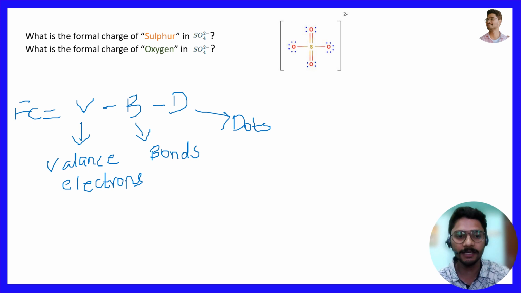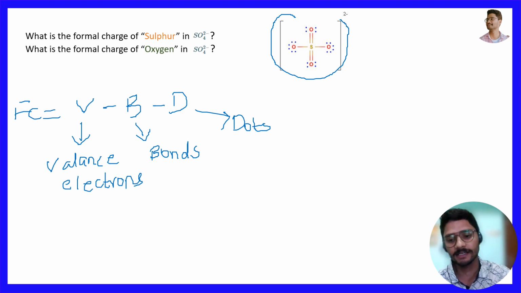Now, let us get into the question. What is the formal charge of sulfur in SO4 2 minus? Here we have drawn the structure of the SO4 2 minus ion. So there is no need to draw the structure. We will look into it later. For now, we will be finding the formal charge of sulfur.